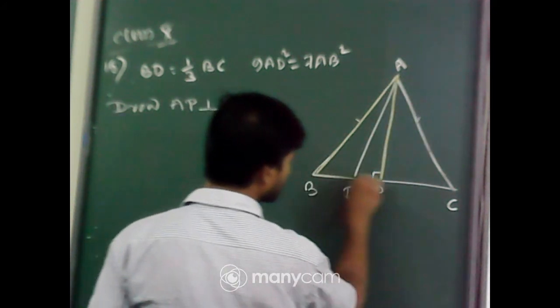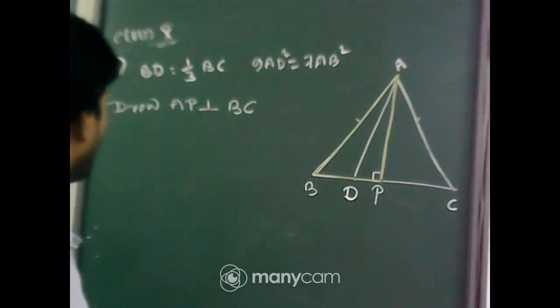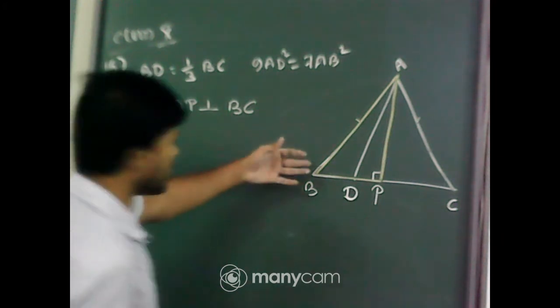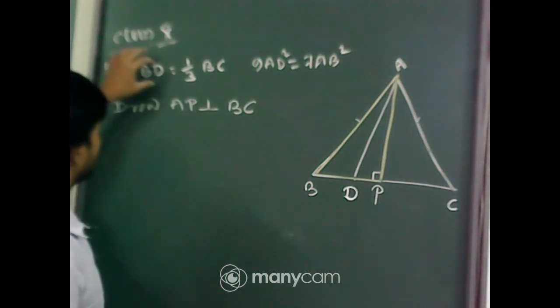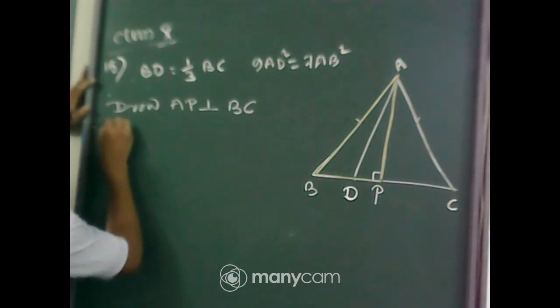I think you can see the triangle. Consider this triangle and we'll apply the Pythagoras theorem here. But before that, this part is given.